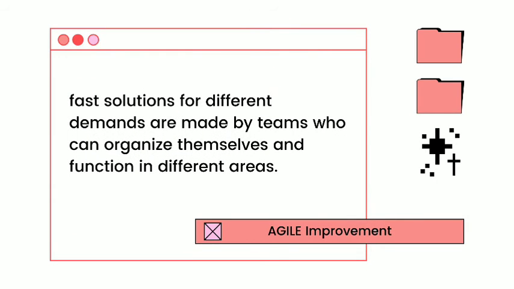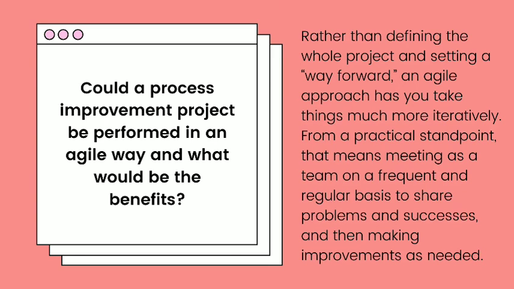In this type of process, fast solutions for different demands are made by teams who can organize themselves and function in different areas. Could a process improvement project be performed in an agile way? And what would be the benefits? Yes, rather than defining the whole project and setting a way forward, an agile approach has you take things much more iteratively. From a practical standpoint, that means meeting as a team on a frequent and regular basis to share problems and successes, and then making improvements as needed.